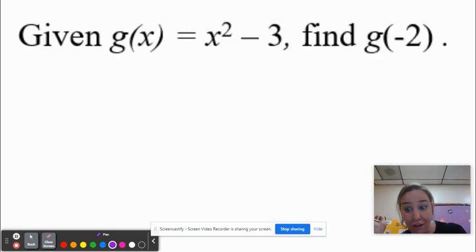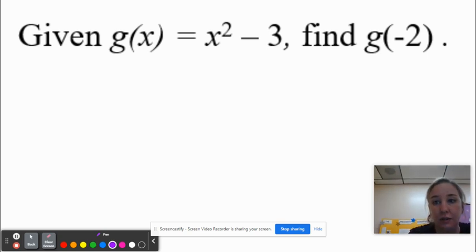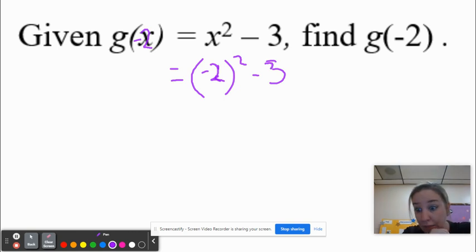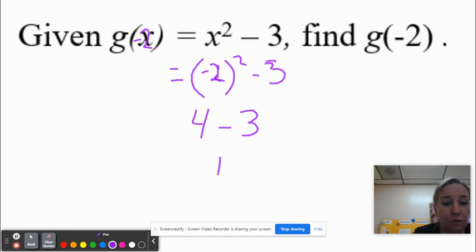Sometimes, even though it's function notation, that's why we use the f, that's the main one we use, sometimes we use other letters, g of x, h of x, whatever. So g of x is equal to this. So find g of negative 2. So g of negative 2 equals negative 2 squared minus 3. And negative 2 times negative 2 is positive 4, minus 3 is 1. So therefore, g of negative 2 is equal to 1.